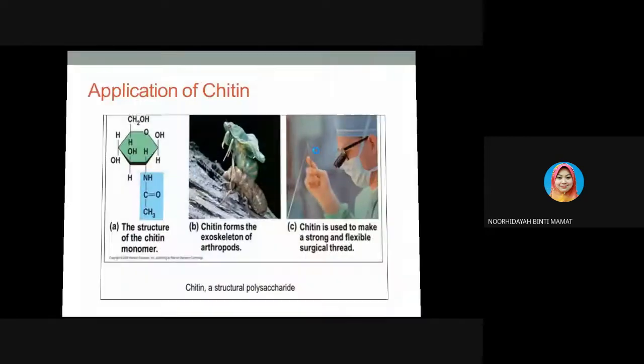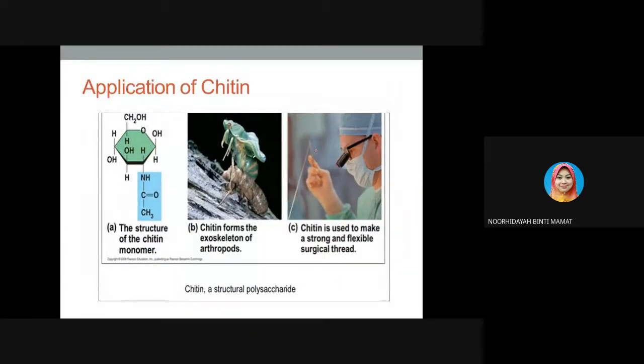So, just now we already learned about the functions and the structure of carbohydrates. Now this is the application of chitin. Chitin is one of the polysaccharides. They have a lot of joined monosaccharides in here. So what are the applications? What can they use chitin for?